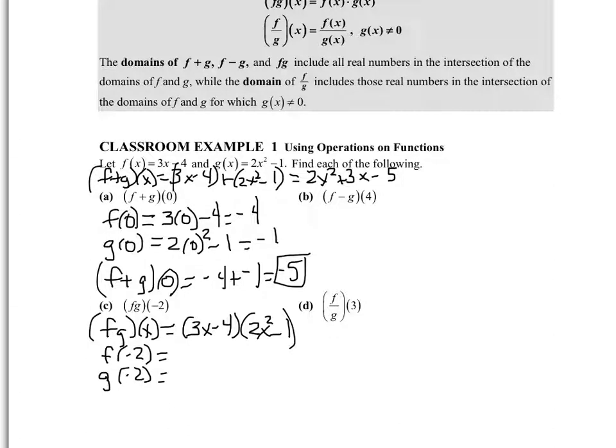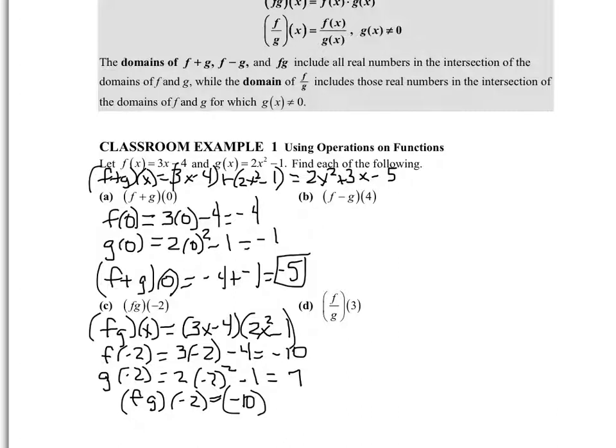So if I go back to the f equation, it was 3x minus 4, so I'll do 3 times negative 2 minus 4, and if I clean that up, negative 6 minus 4 is a negative 10. Now for g of negative 2, I will have 2 times negative 2 squared minus 1. Well, when I square negative 2, that's a positive 4. 4 times 2 is 8, and 8 minus 1 is 7. So f times g of negative 2 simply means I multiply negative 10 times 7, which would be negative 70.